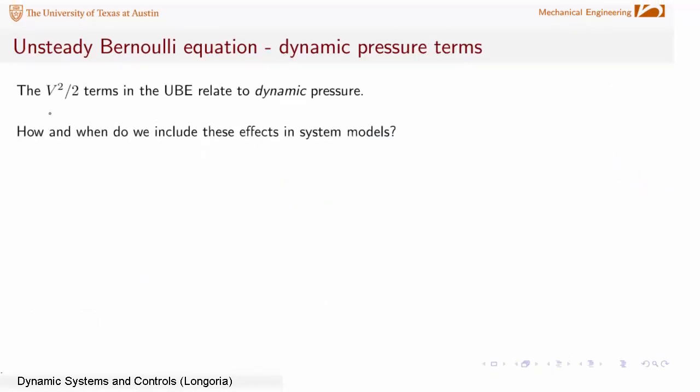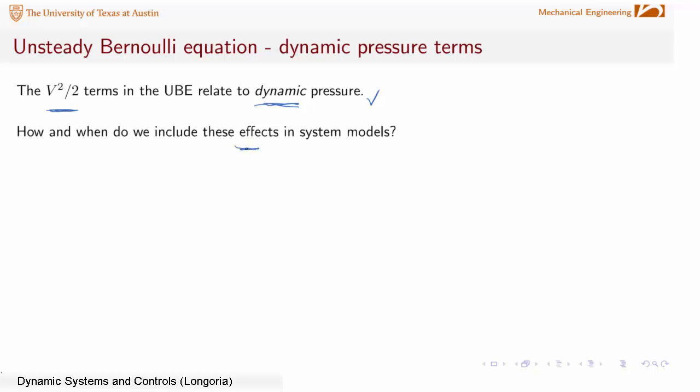Just one last note on the v squared over 2 terms in this unsteady Bernoulli equation. I'm not going to say a whole lot there, but think of those as dynamic pressure terms. You actually have to multiply it by rho to get actual pressure. This is, remember, pressure per unit density.